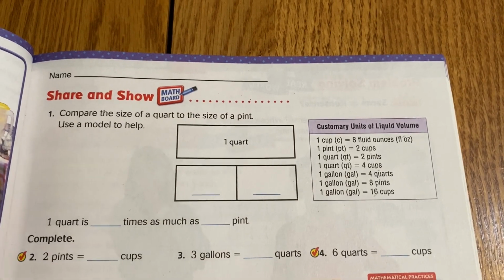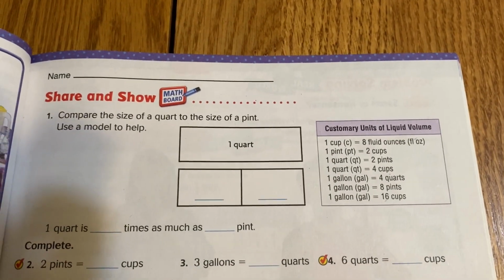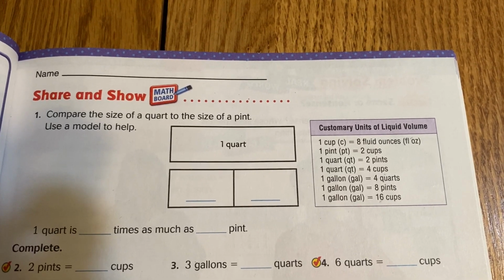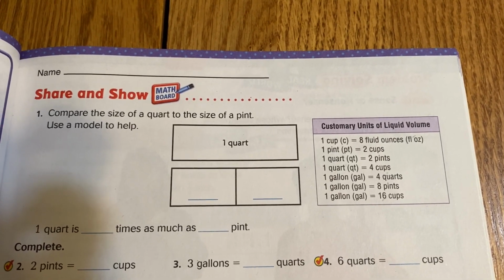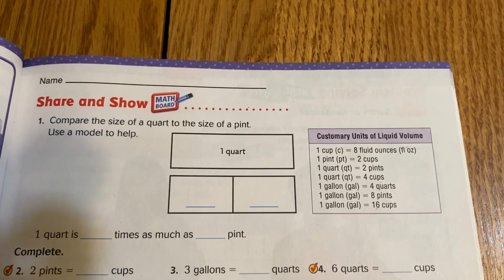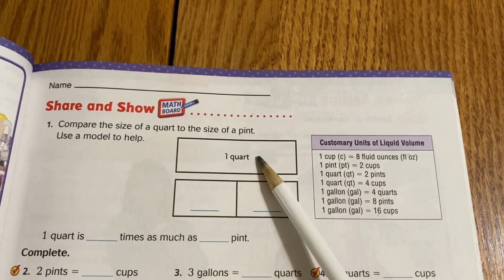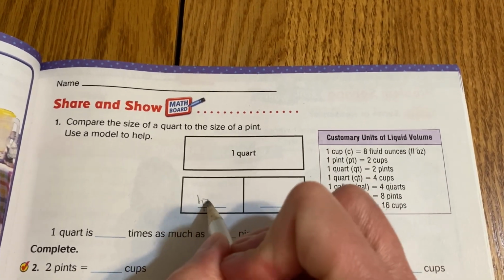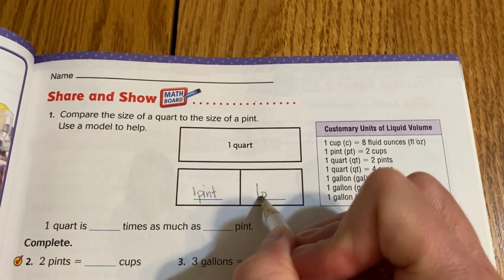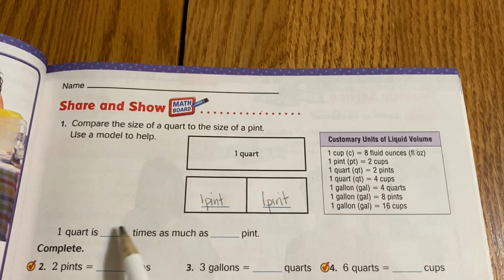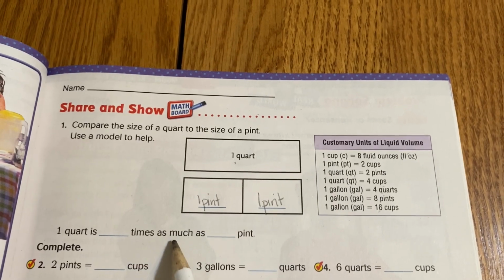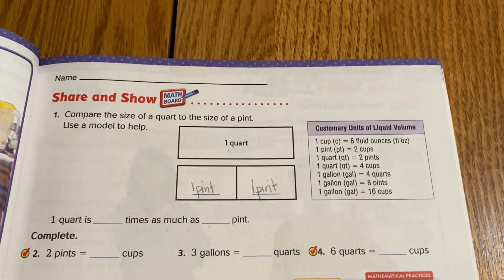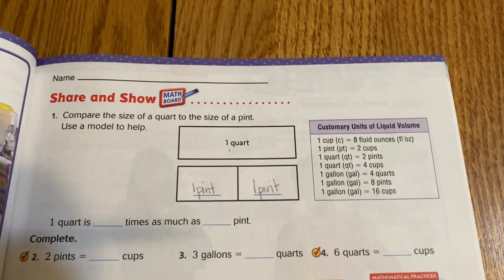Number 1, compare the size of a quart to the size of a pint. We're going to use a model to help. Looking at the quart, we have 1, and pints, 1 pint, 1 pint. So 1 quart is how many times as much as 1 pint? Fill in the blanks.